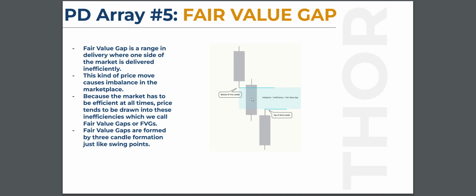The fair value gap formation is also a three candle formation. What you're going to see is three candles printing next to each other, and the middle candle will not have any wicks, and the following candle is not going to be overlapping the middle candle. So from the first candle's low to the third candle's high is just delivered. In this case, it delivered just the sell side of the market.